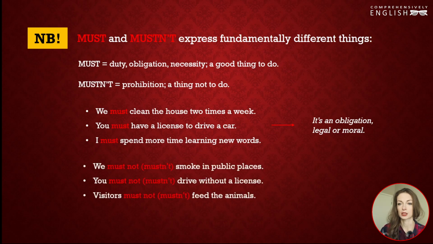Now let's look at mustn't. We must not or mustn't smoke in public places. You must not or mustn't drive without a license. Visitors must not or mustn't feed the animals. These sentences express something which is prohibited by law. It is not allowed to smoke in public places. It is prohibited to drive without a license. Visitors are not allowed to feed the animals.